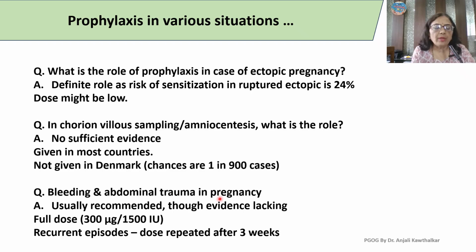For bleeding and abdominal trauma in pregnancy, usually it is recommended, though clear evidence is lacking. Full dose is given as 300 microgram or 1500 international units in the second half of pregnancy. If there are recurrent episodes, the dose needs to be repeated after a gap of 3 weeks. If recurrent hemorrhage is there, antepartum hemorrhage, then if the previous dose has been given and the gap is greater than 3 weeks, then the dose needs to be repeated.